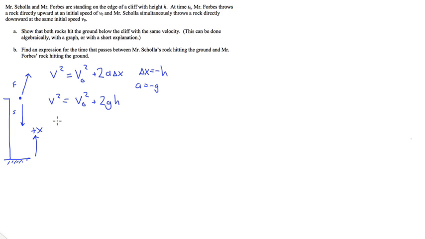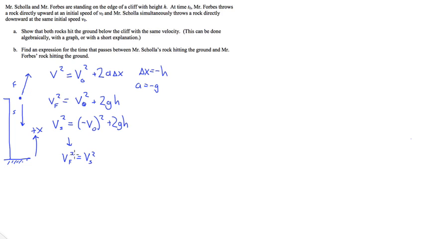Now you will notice that this could be for Forbes's rock, v for Forbes's rock squared, and it's initially launched at a velocity of v naught in the positive direction. Let me show you what it looks like for Scholl. For Scholl, it's the same thing, except his rock is initially launched downwards. However, because we're squaring this, the negative sign goes away, and both are going to have the same answer. So vf squared equals vs squared.